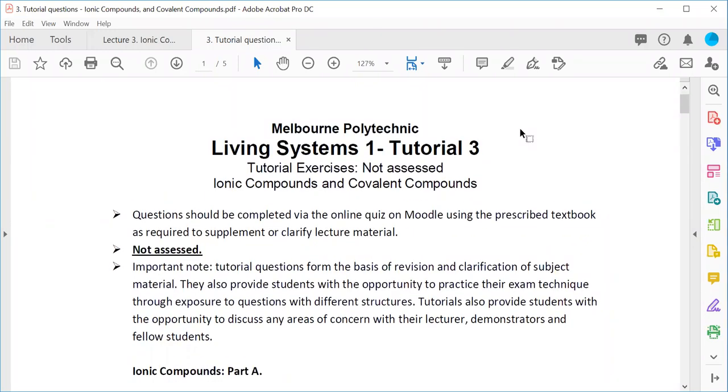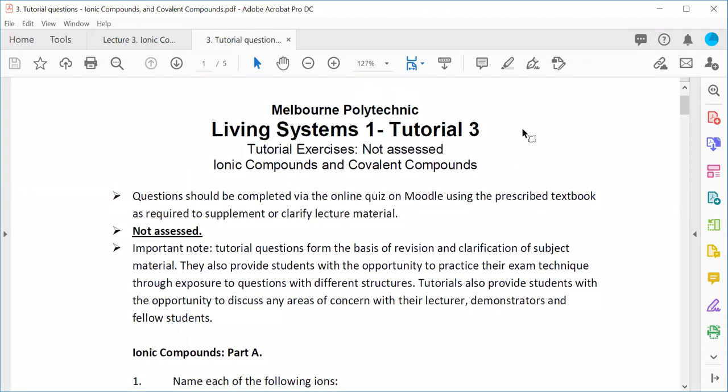All right, here are your tutorial questions based on tonight's lecture. Keep in mind that these questions are not assessed. That is, they're not assessed as far as the online quiz goes. So by all means, use the online quiz to check your answers. The online quiz for the non-assessed tutorial questions doesn't close for the entire semester. They stay open until your final exams are finished.